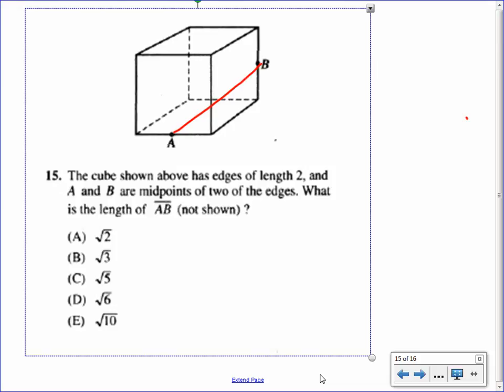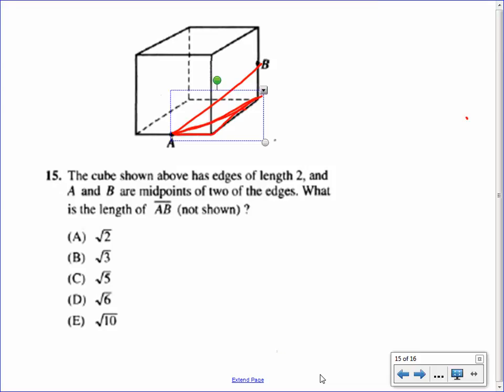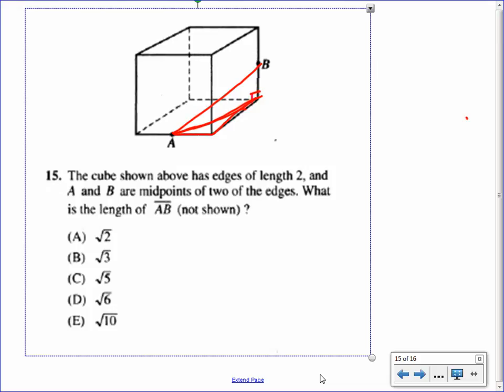To find AB, we're going to have to first find the hypotenuse of this right triangle here. And then we'll use that hypotenuse as the leg of this right triangle here.